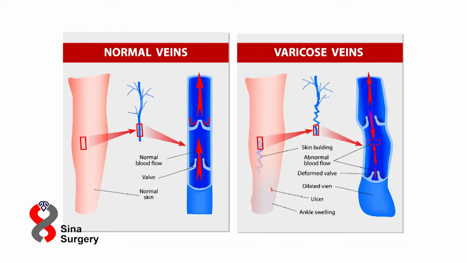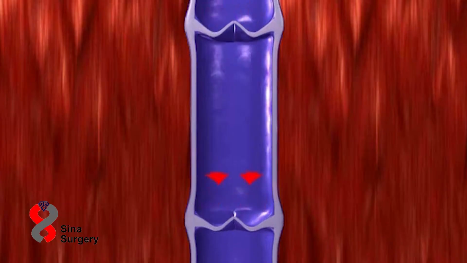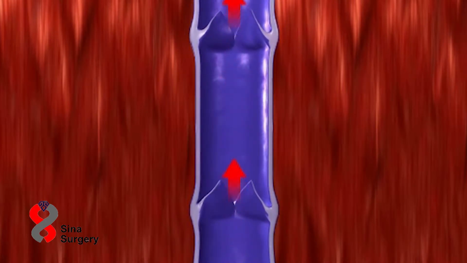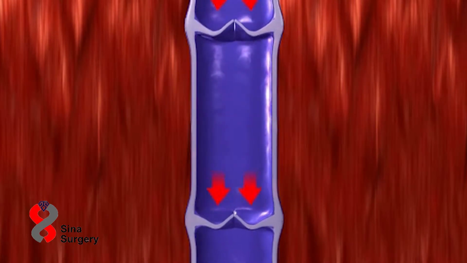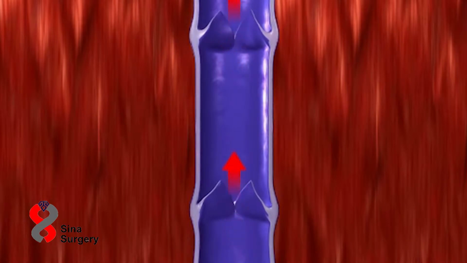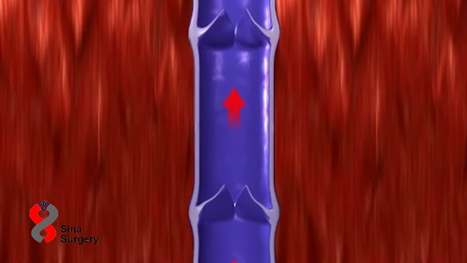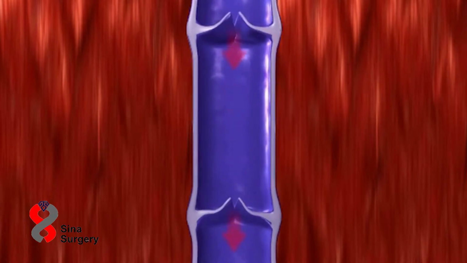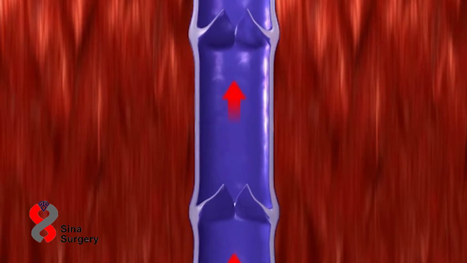Within the veins of the legs, there are tiny one-way valves. These valves only work in one direction. As the blood flows up towards your heart, these valves open and allow blood to move. Once the blood stops moving, these valves close and prevent the blood from going back down toward your feet.